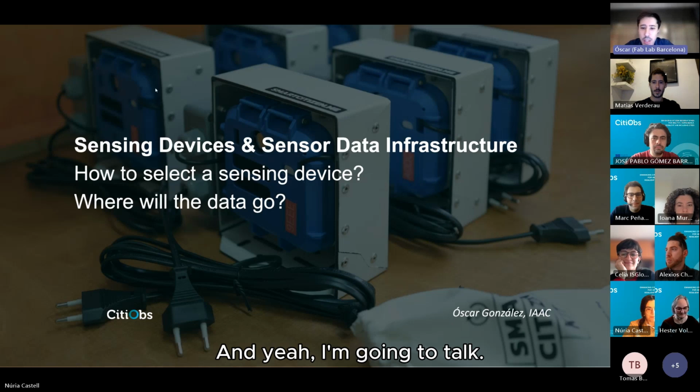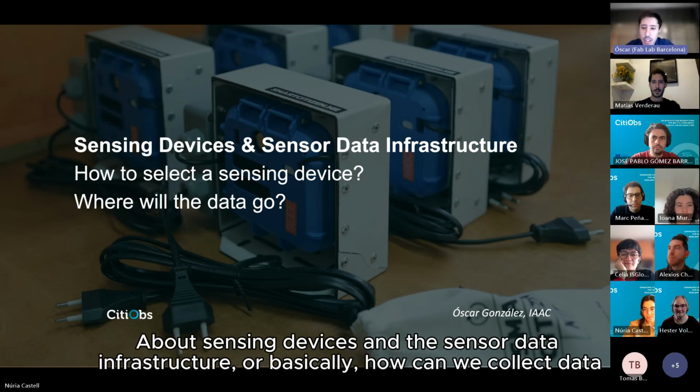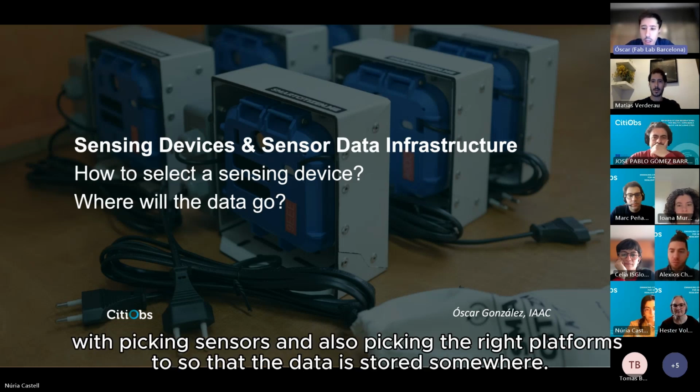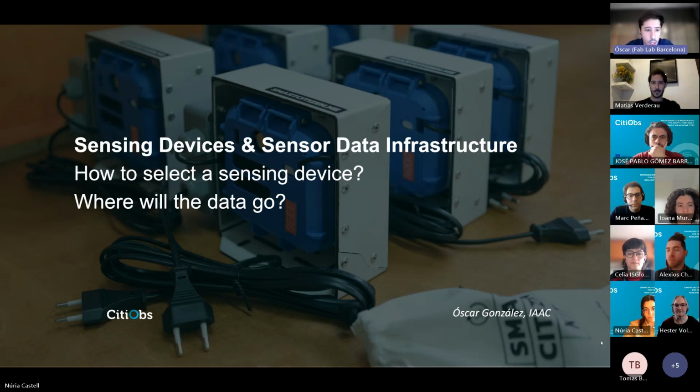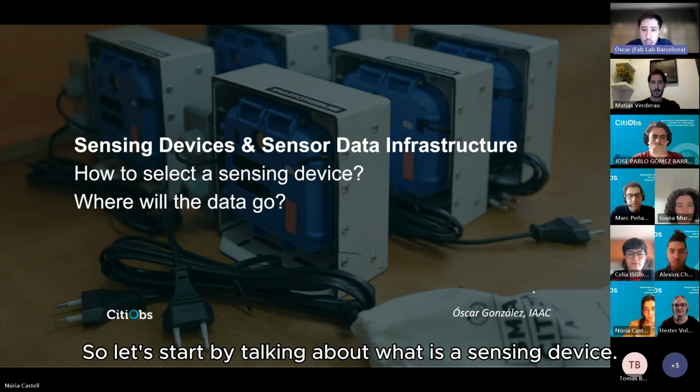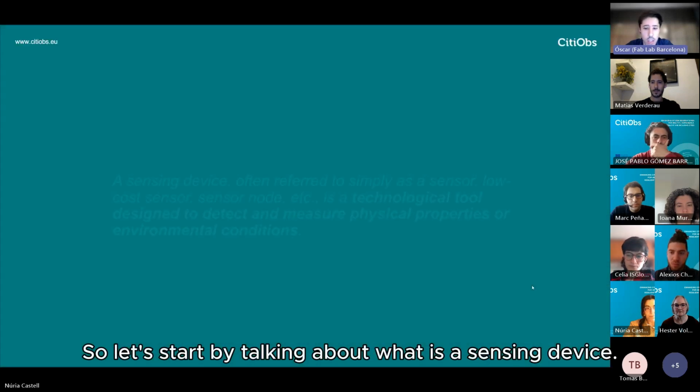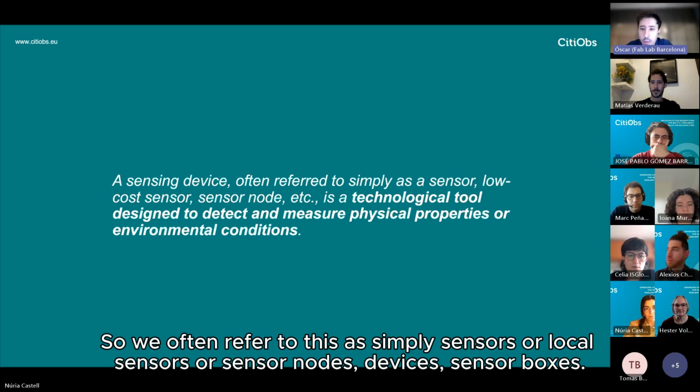And I'm going to talk about sensing devices and the sensor data infrastructure, or basically how we can collect data by picking sensors and also picking the right platforms so that the data is stored somewhere. So let's start by talking about what a sensing device is. We often refer to this as simply sensors or low-cost sensors or sensor nodes, devices, sensor boxes.